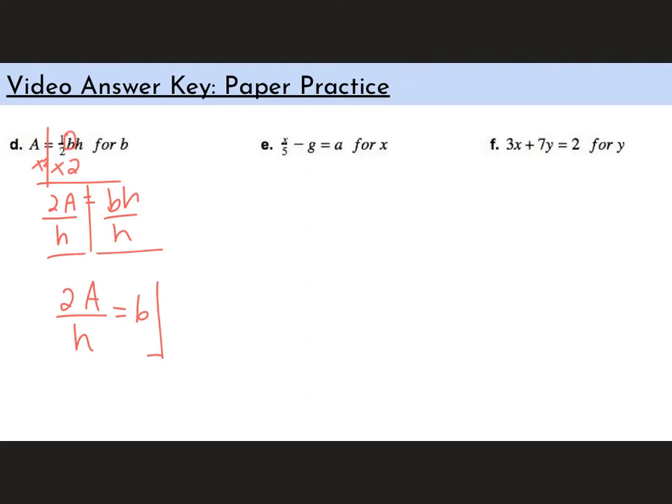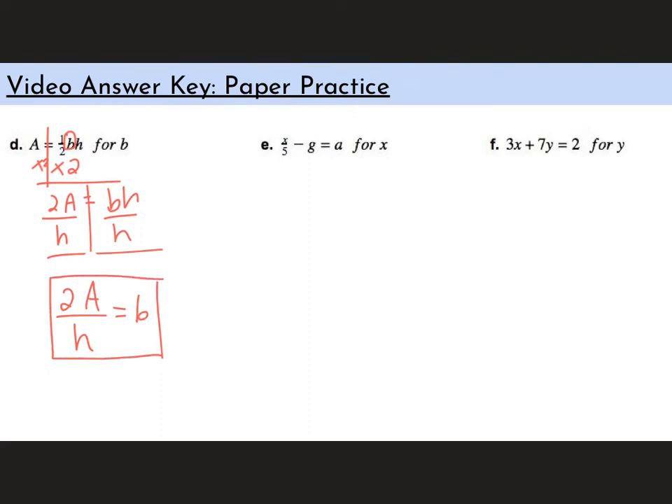Letter D, we're trying to get b by itself. So let's go ahead and get rid of this fraction first. To get rid of a times 1/2 or a divide by 2, let's multiply by 2 on both sides. Leaving me here with 2a equals b times h. Now to get rid of a times h, let's go ahead and divide by h on both sides. We will end up with 2a, all of this divided by h, equals b.